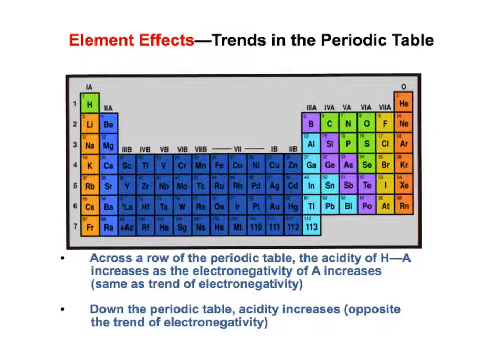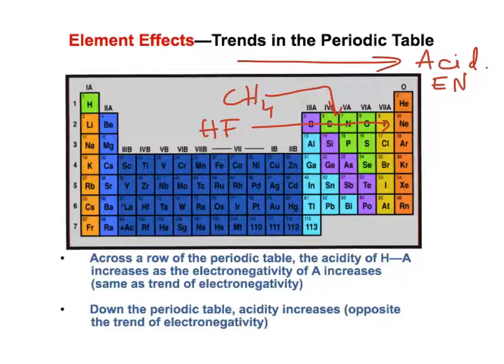First, element effects. Those are the trends in the periodic table. Across a row in the periodic table, the acidity of the acid increases from left to right, following the same trend as electronegativity. As an example, we can compare carbon and fluorine, or their respective acids, CH4 and HF. If you look up the numbers in the pKa chart, we will find that the pKa of HF is 3, whereas the pKa of methane, CH4, is 50. The lower the pKa, the stronger the acid is, and therefore it is obvious that HF is a stronger acid.